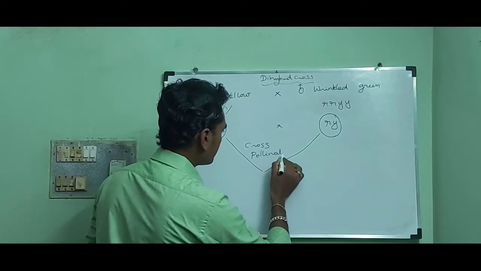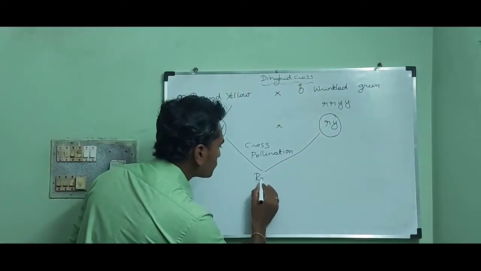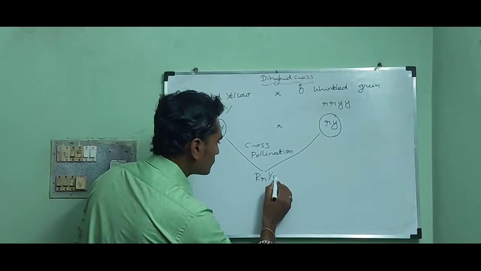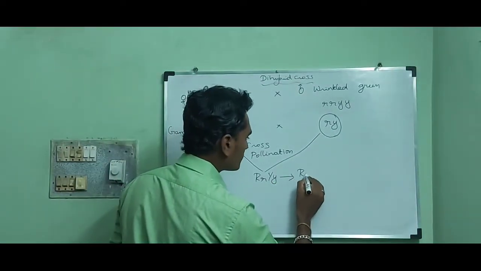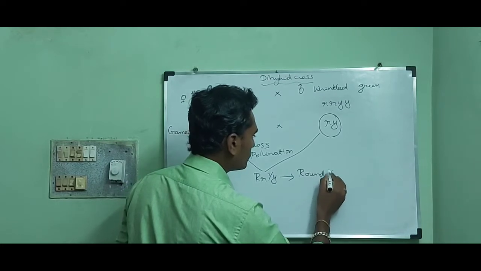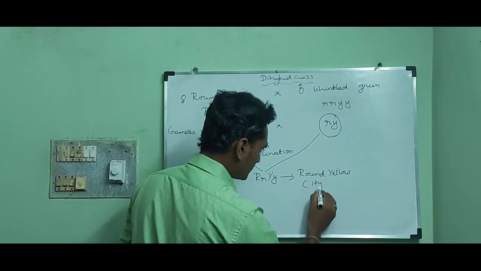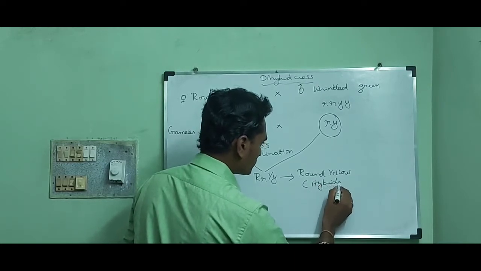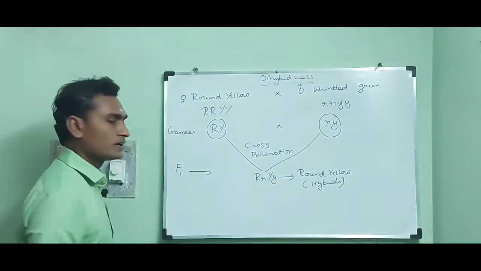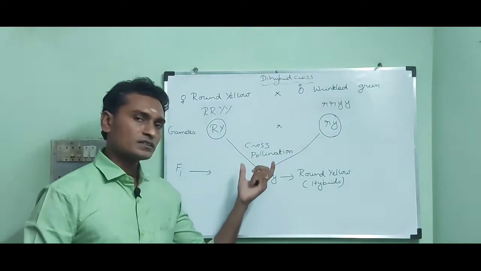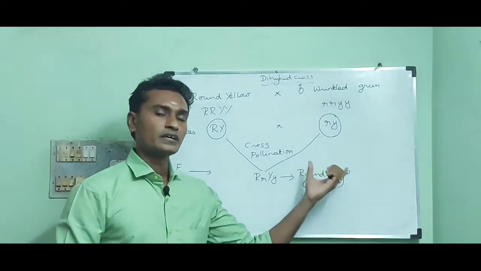As a result, we get capital R, capital Y, small y. It shows the phenotype round yellow, and they are said to be hybrids. So in the F1 generation, all the young ones contain the dominant characters, that is round yellow.